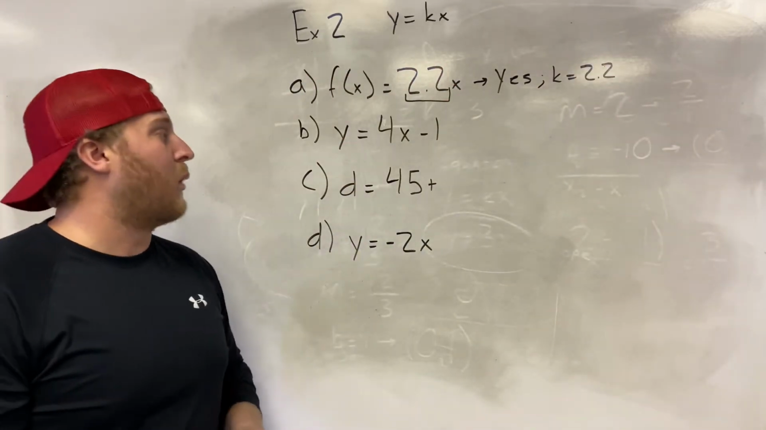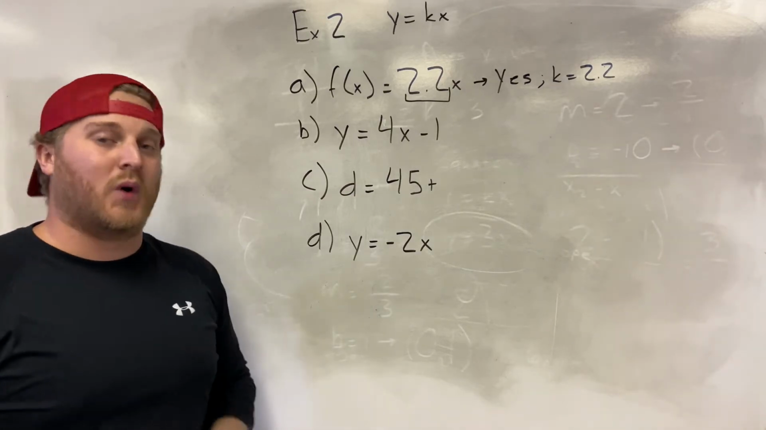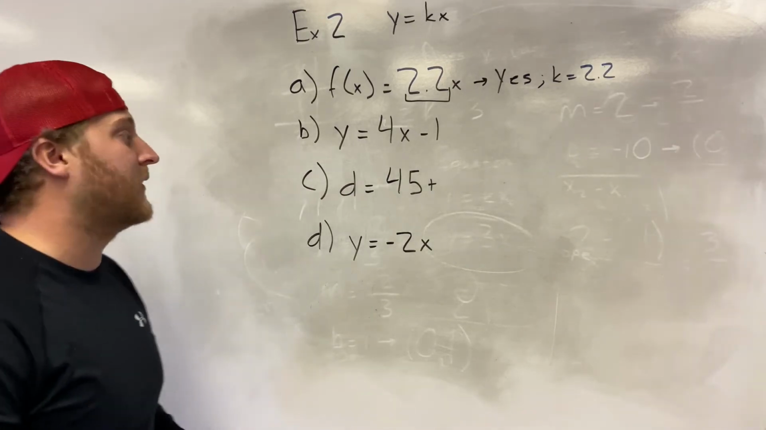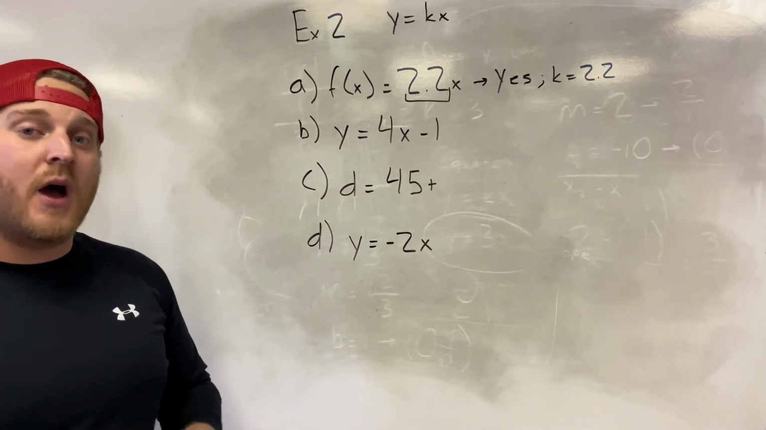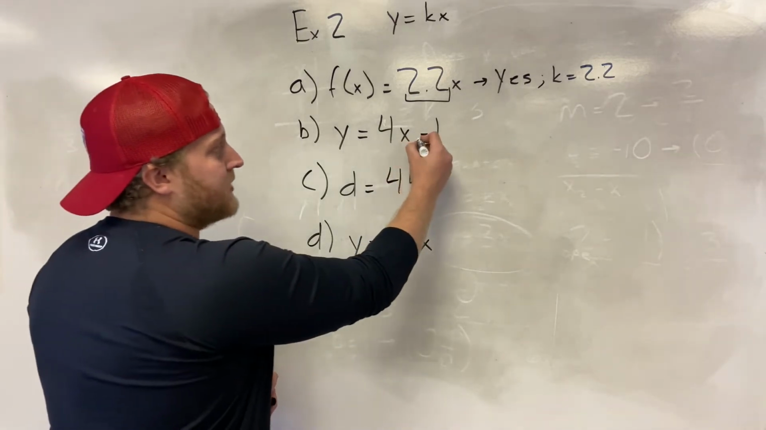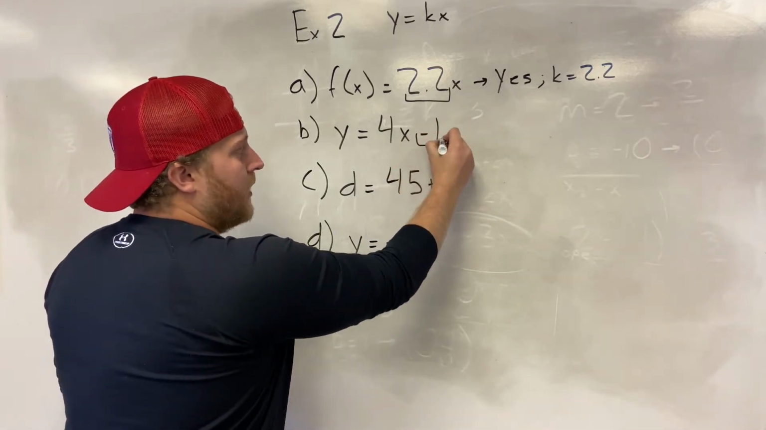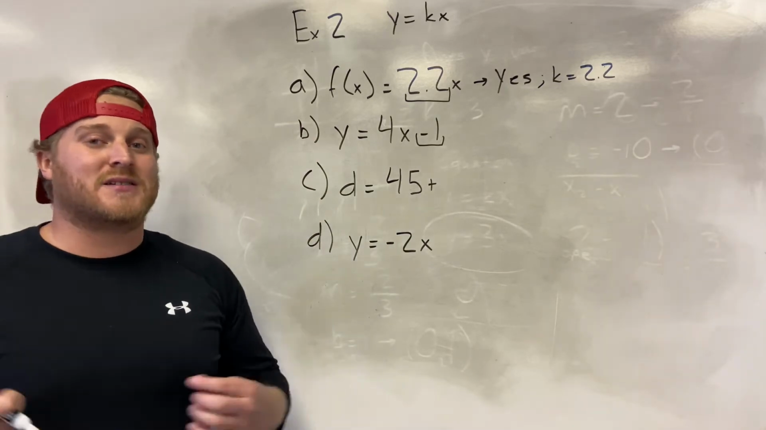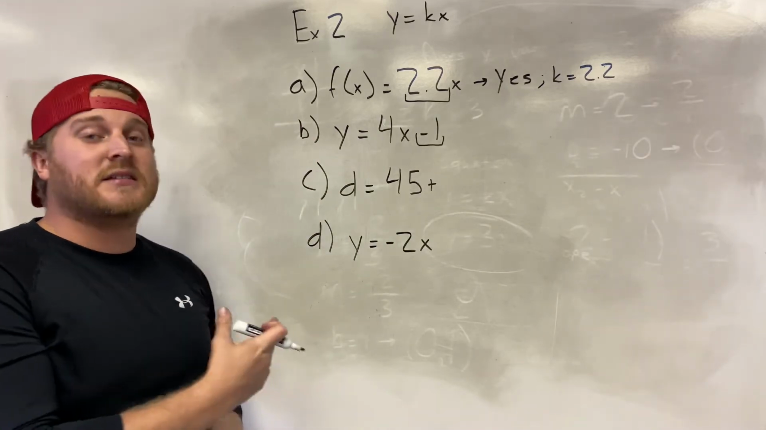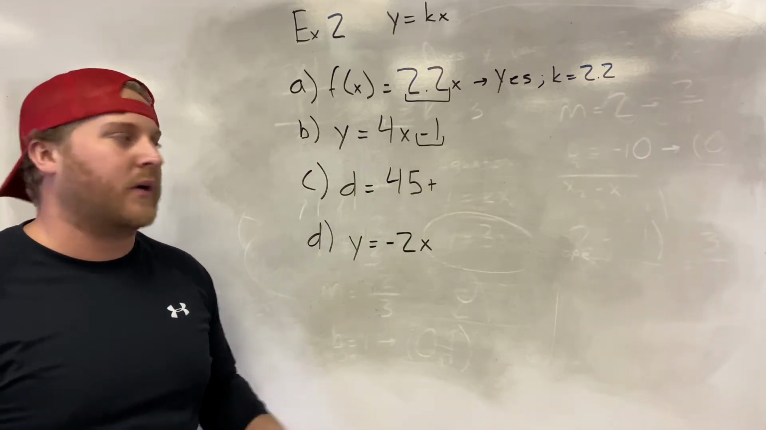Let's look at letter B. Y equals 4x minus 1. And it's asking, is this a direct variation? In this case, no, it is not a direct variation because we have this minus 1. Because we have this minus 1, this is not a direct variation. This is in slope-intercept form, but that's not what it's asking.